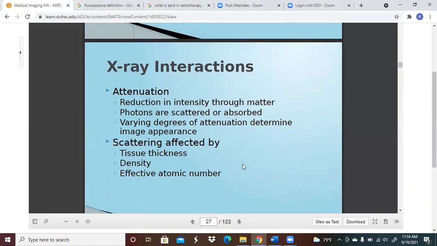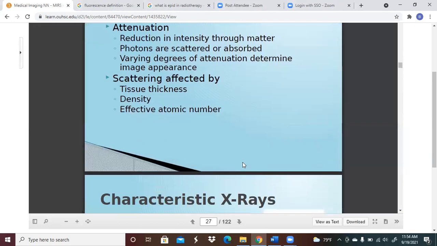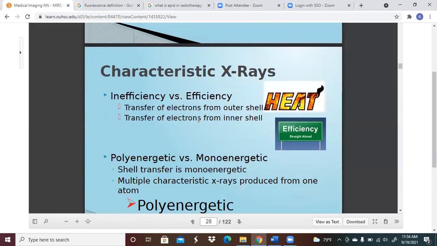We have attenuation, which means a reduction in intensity through matter. The photons are scattered and absorbed, and varying degrees of attenuation determine image appearance. So basically, as your X-ray beam goes through some sort of object, the reactions are going to reduce the number of rays that you have going through, and that is the reduction of the intensity. Scattering is affected by the tissue thickness, the density, and the effective atomic number.